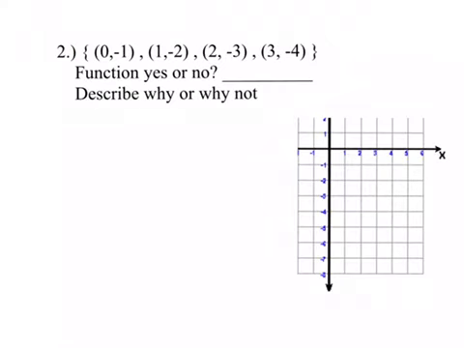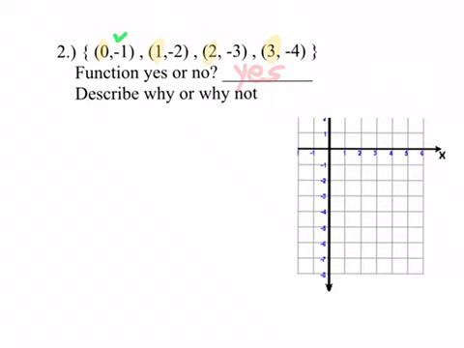Okay, here's another relation. Let's look to see if this is a function. Okay, one way again, we're looking at all the inputs. If they're all different, then it is a function. So in this case, 0, 1, 2, and 3, these are all different. So this would be a yes, this is a function. And we'll have to describe why. But let's also show it on the graph, and then we'll do the vertical line test.